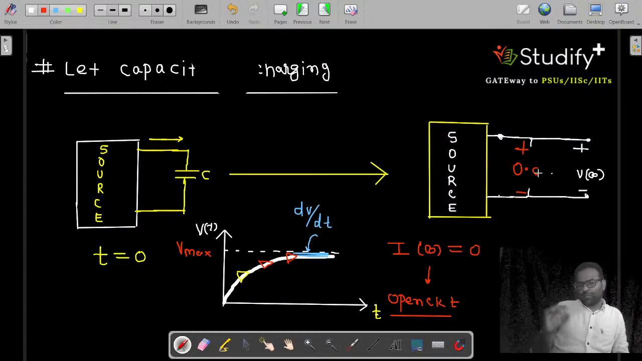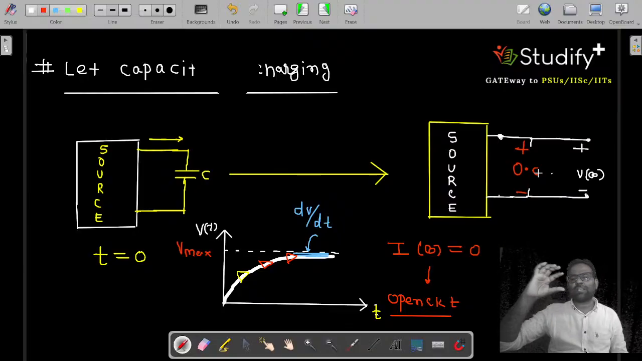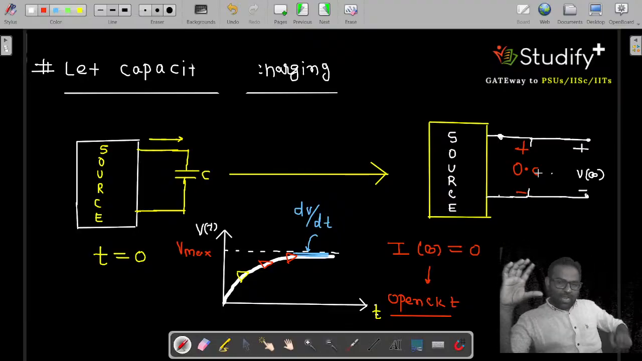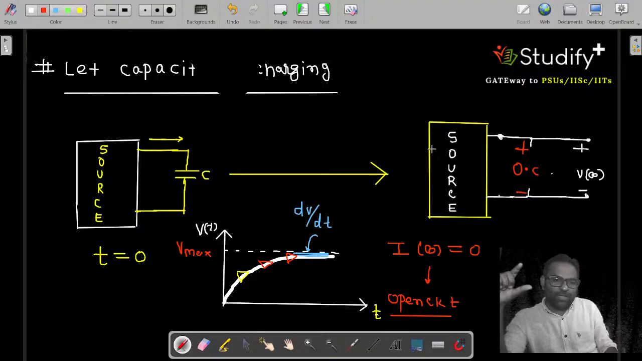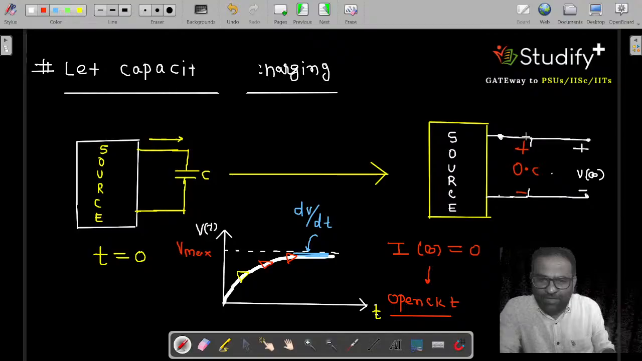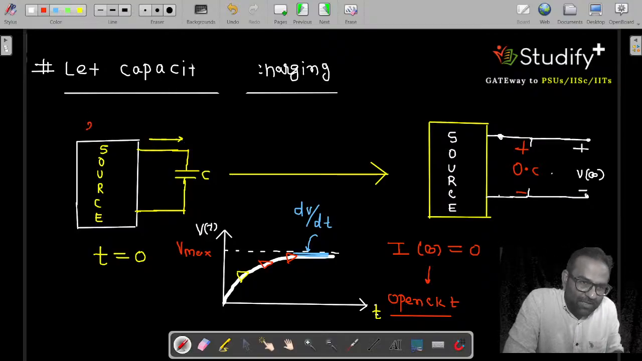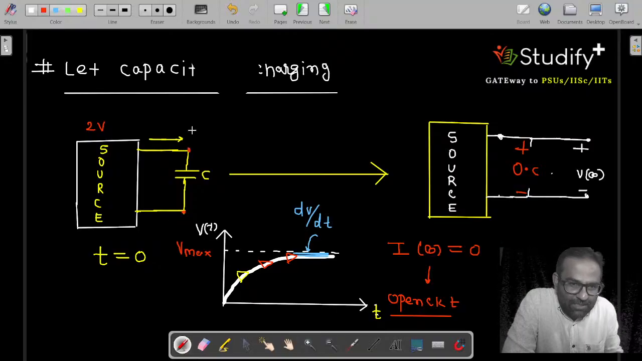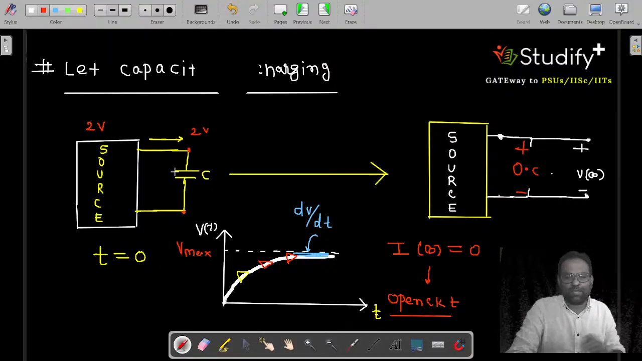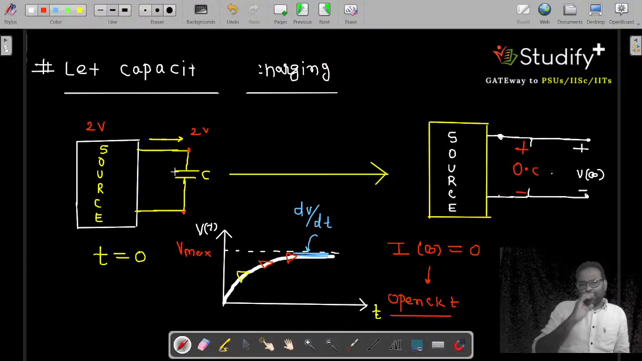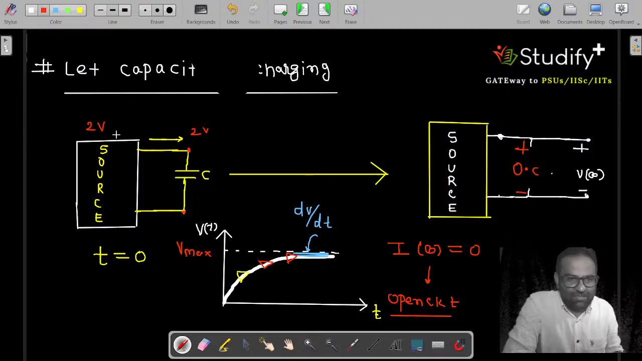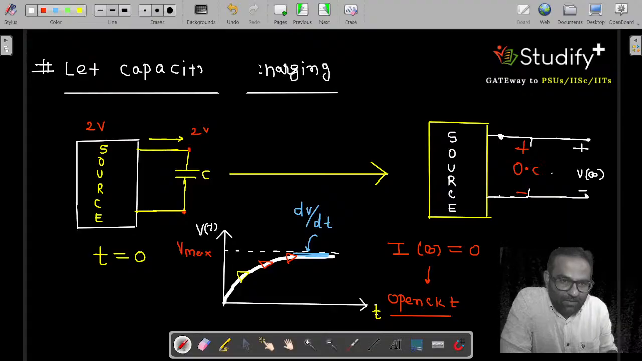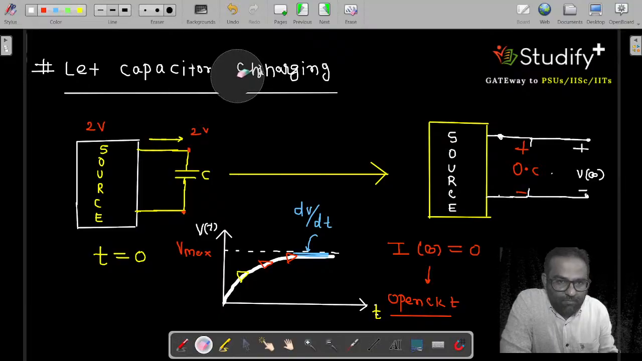Behaving as an open circuit means the total potential of the circuit will appear across the capacitor, and now the potential difference between these 2 points is 0. That's why the current is equivalent to 0. The reasoning: let's say you have a source of 2 volt, and in steady state the voltage across the capacitor is also 2 volt. If both are 2 volt, what will be the current? The current will be 0. So this is the first case, when the capacitor is charging.